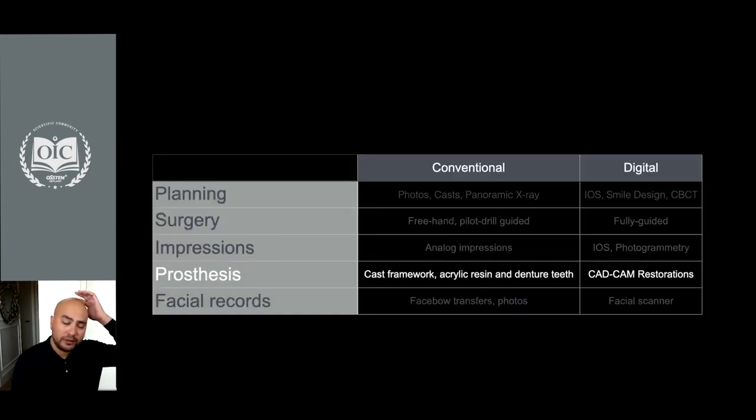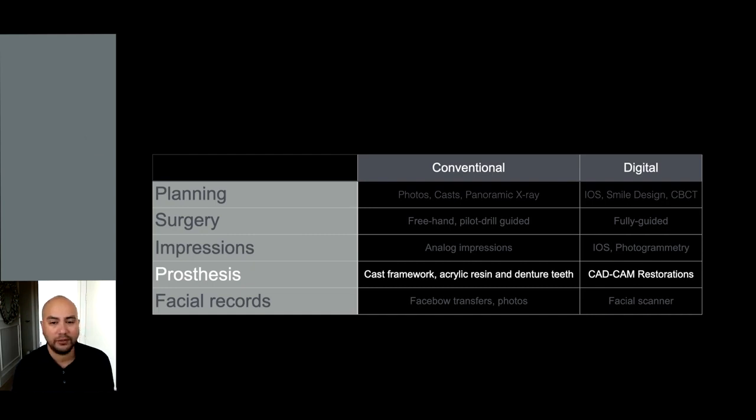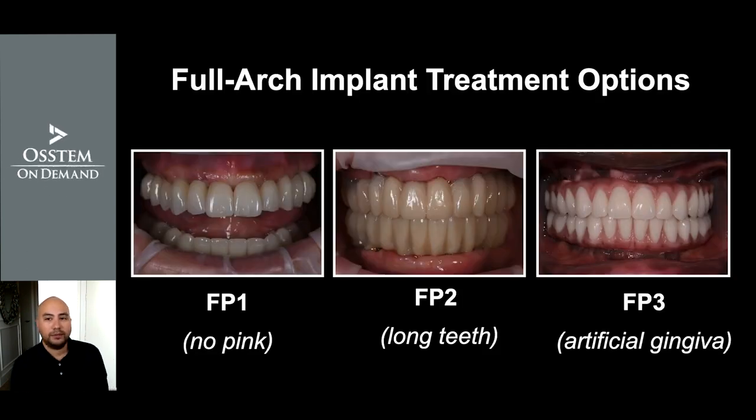Right, now let's discuss prosthesis. We have a conventional way to fabricate the interim and definitive prosthesis. And in terms of digital, we now have the introduction of CAD/CAM restorations. What are the full arch implant treatment options? We have FP1 with no pink, FP2 with long teeth, and FP3 with artificial gingiva.